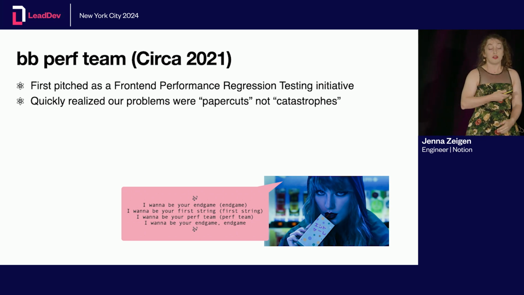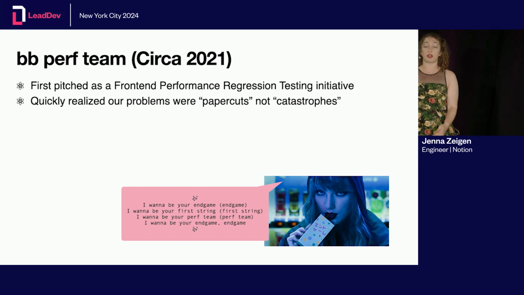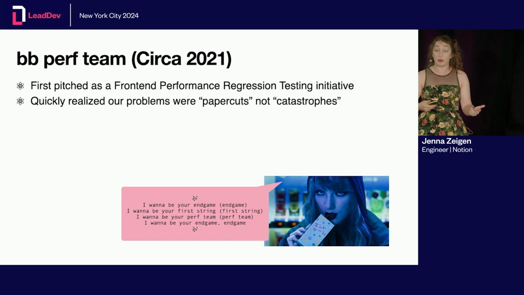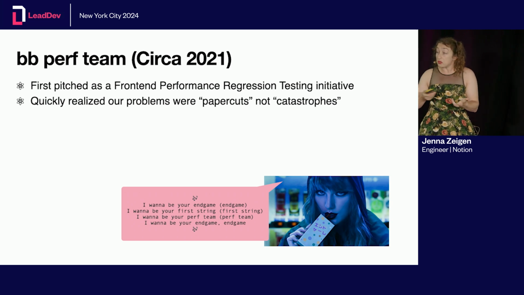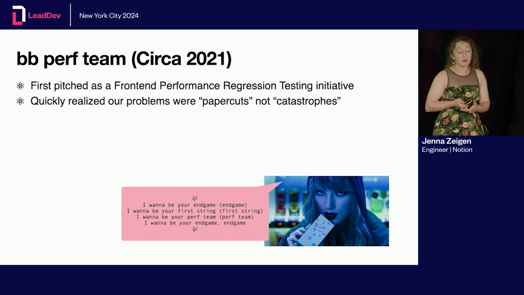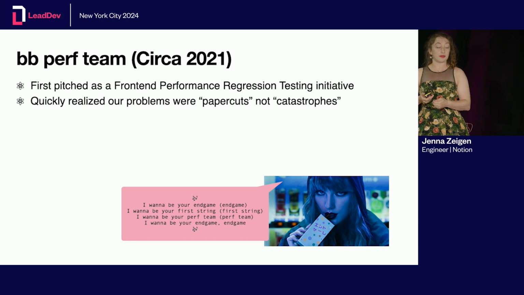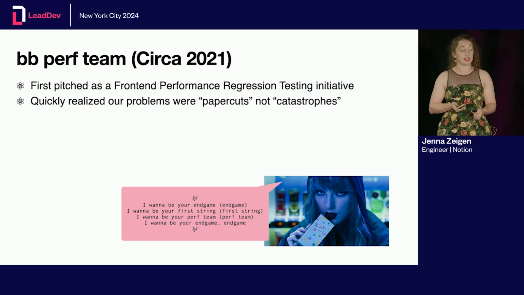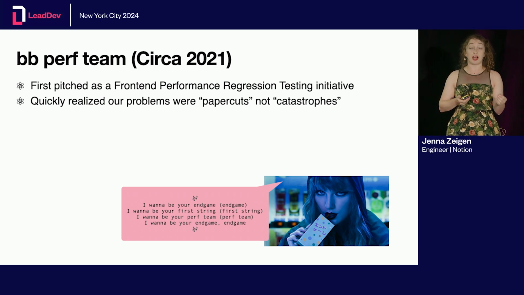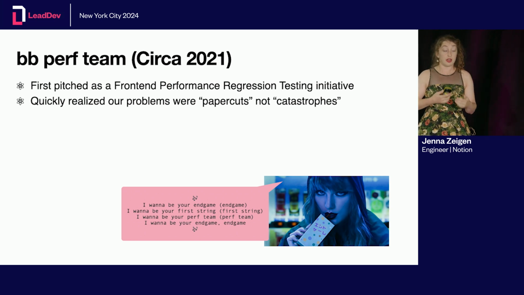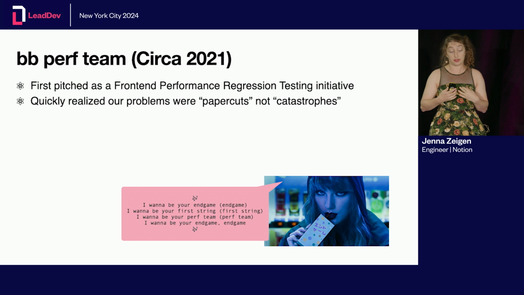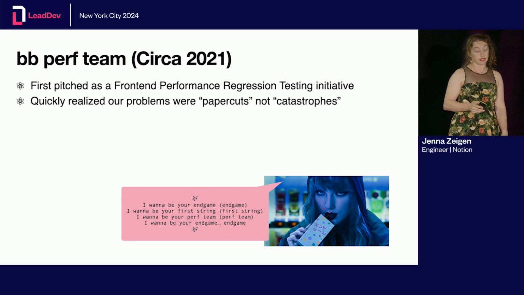Initially, I pitched front-end performance regression testing as part of a larger initiative to help us answer the question, what do we want our front-end code base to look like in 2022? I was like, okay, we should probably have some type of performance thing going on. But we quickly realized that regression testing wasn't what we needed, because our problems were paper cuts, not catastrophes. And we weren't going to catch these types of performance issues with canonical regression testing.